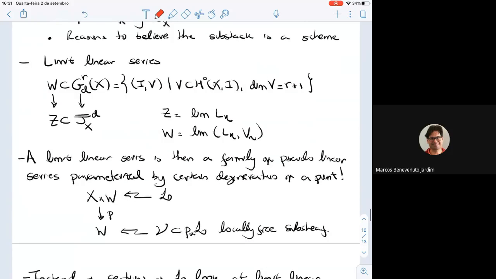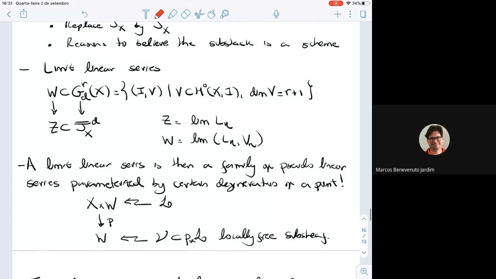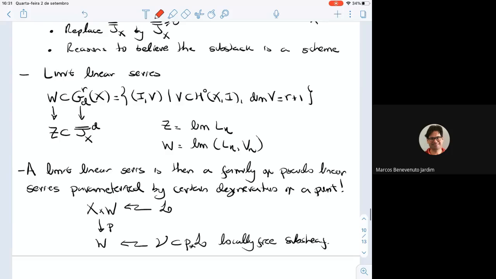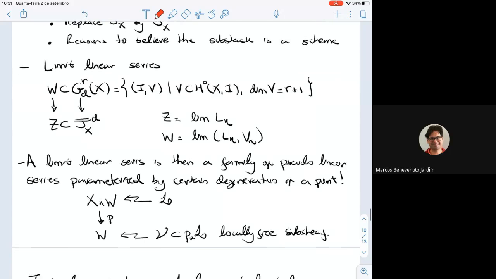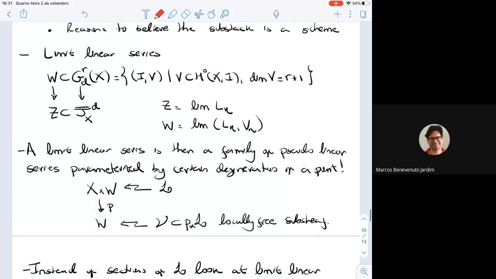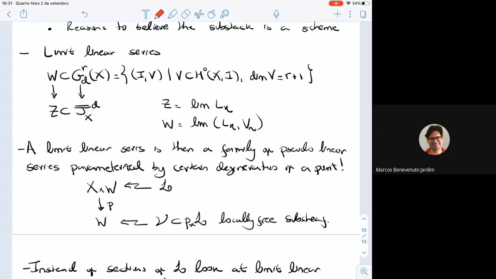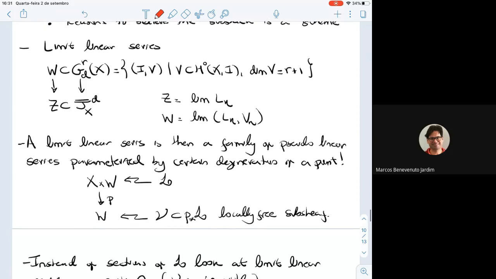What can we do with this? Let's see how we can construct the divisors out of this. How do we construct divisors? You take a section of your line bundle and you look at the zero locus of that section. That's what you do for smooth curves. Instead of looking at the section, you can look at the one-dimensional space generated by that section. That's a linear series of rank 0, and we can do the same thing here.